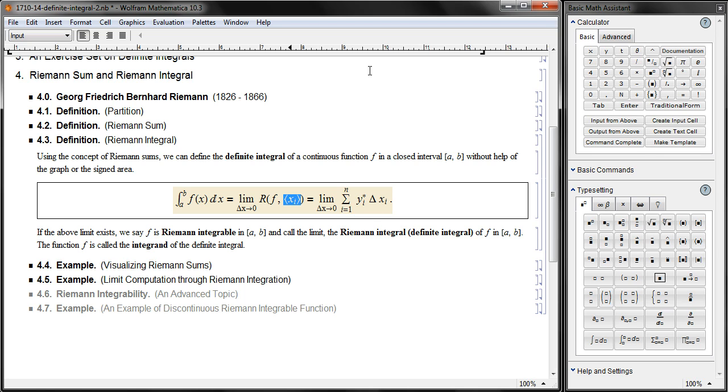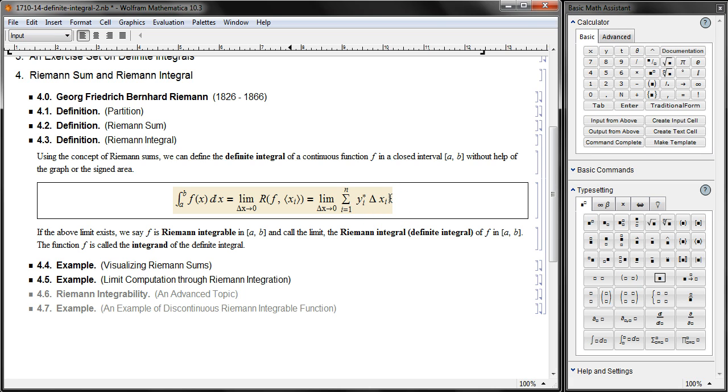Now for each partition, we have a lot of randomness as well, because yi stars can be anything between the minimum and maximum. So we are talking about really diverse quantity, and they all point toward the same limit. This is very strong condition, but if it does, we're going to call that common quantity a definite integral or Riemann integral.